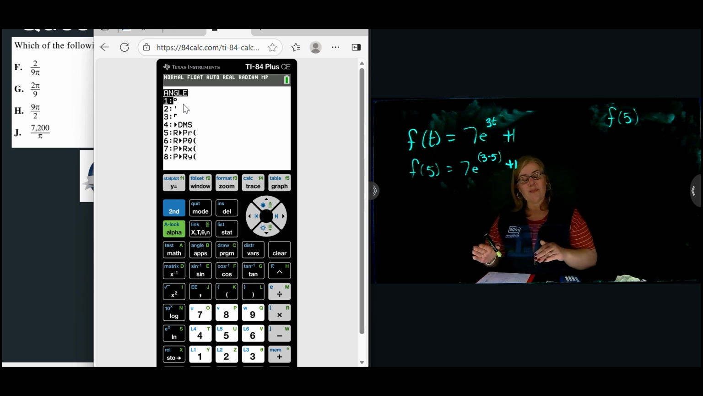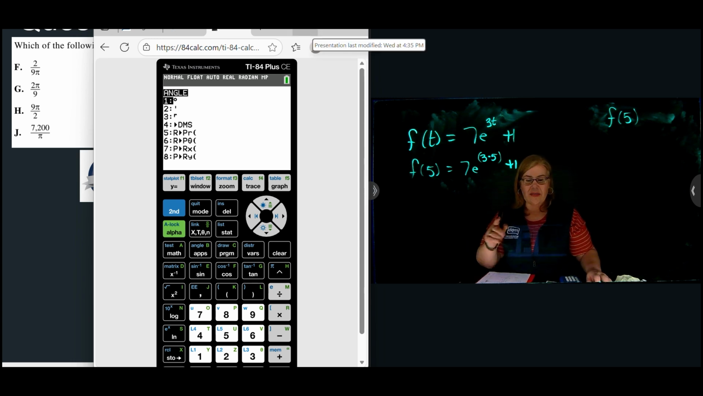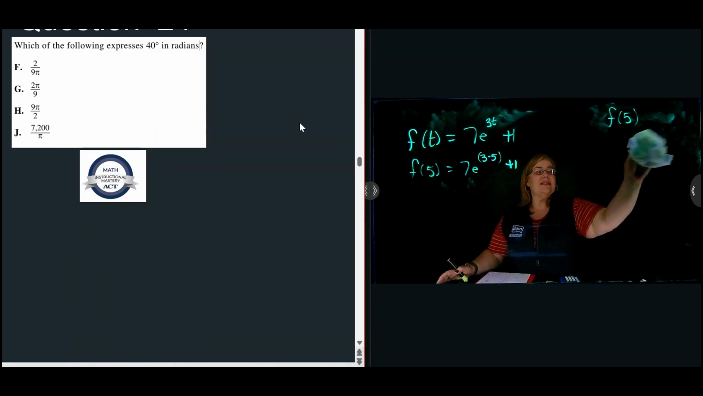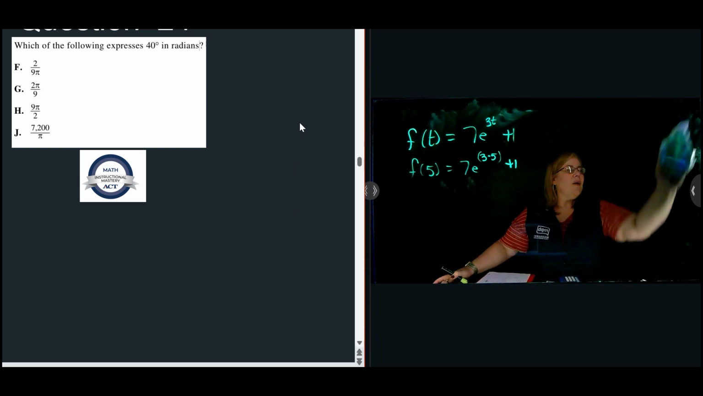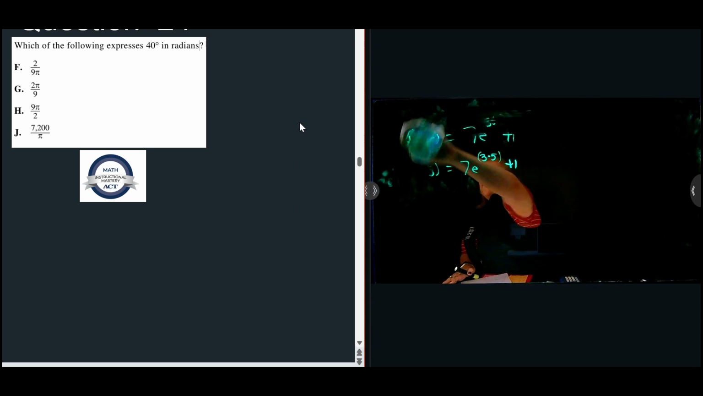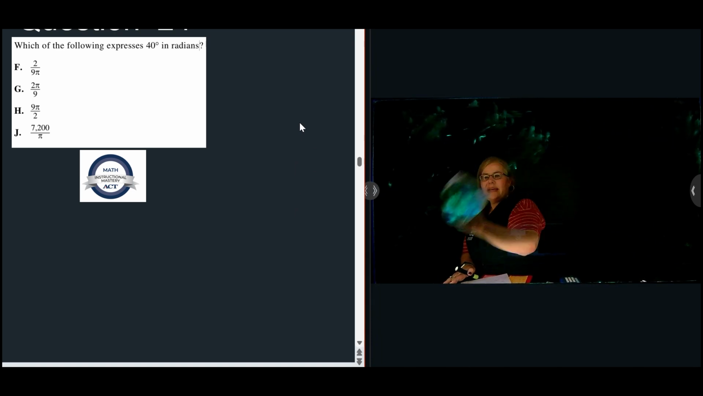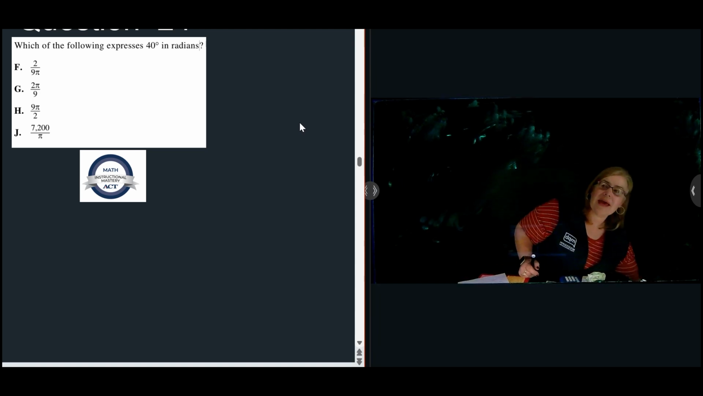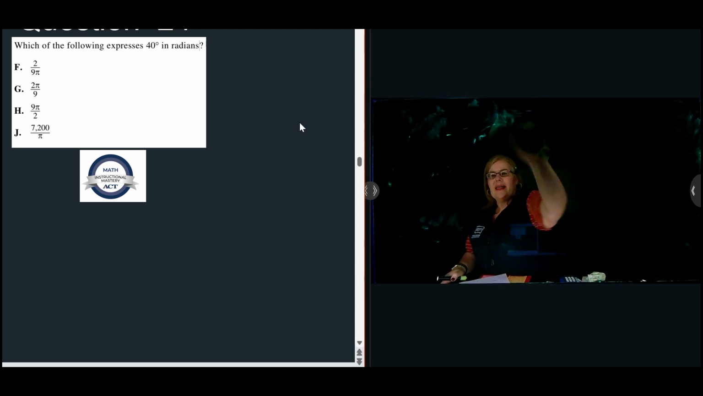But for this problem, it's probably going to be easiest if we do it pencil and paper. So, like I said, I wanted to show you where the degrees was on the calculator. So there is a skill. But let's go ahead and just do it the old pencil and paper way. I know some of us like that better anyway. So let's go ahead and try it that way.